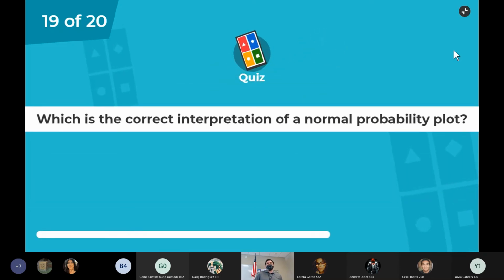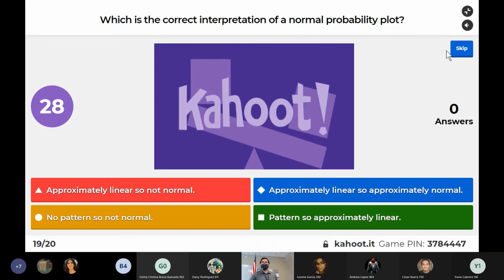Which is the correct interpretation of a normal probability plot? I alluded to this earlier.